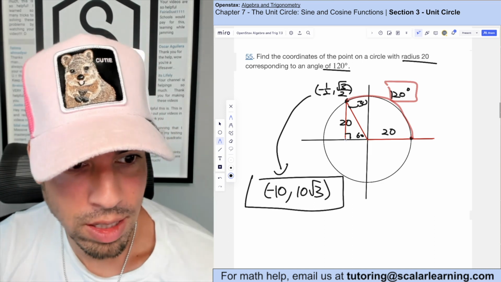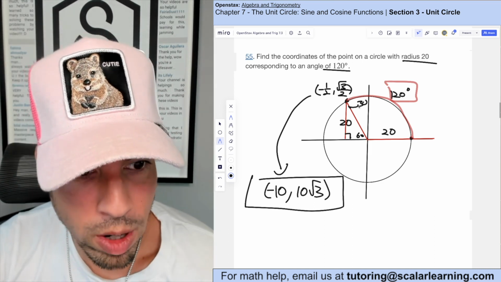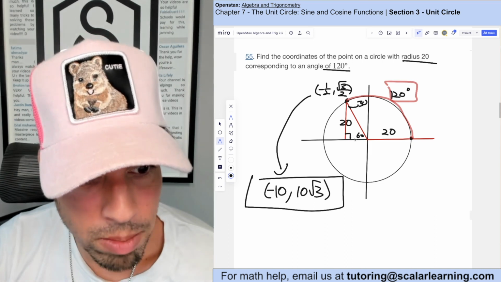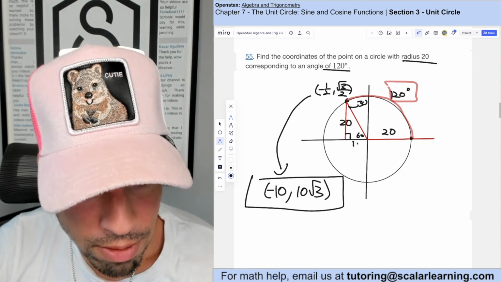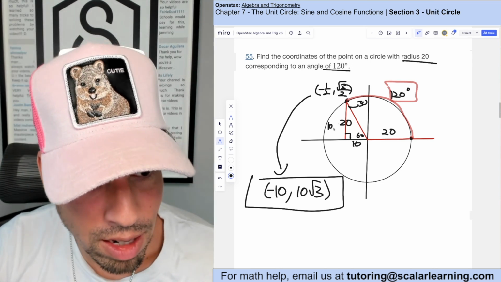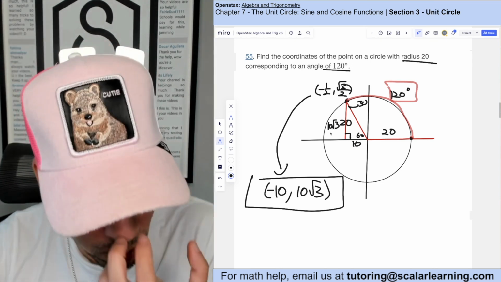We got a 30, 60, 90 with a radius of 20. So if the radius is 20, that means the little side opposite 30 is half that, which is 10. This side is 10 rad 3, right? It's the little side times rad 3.